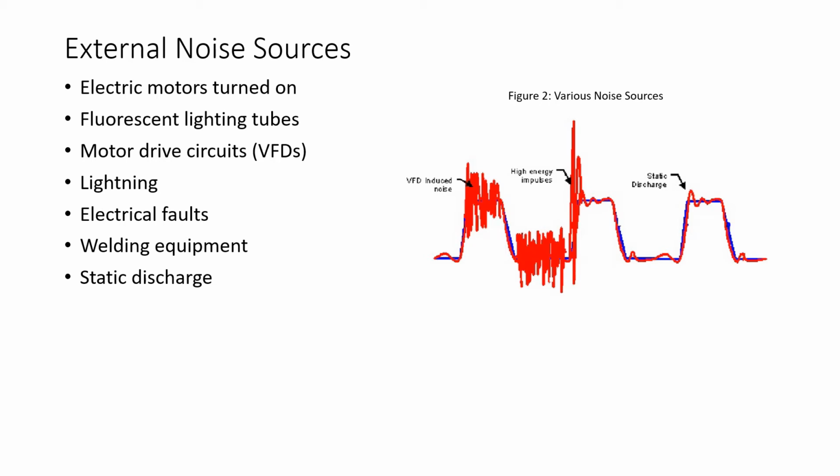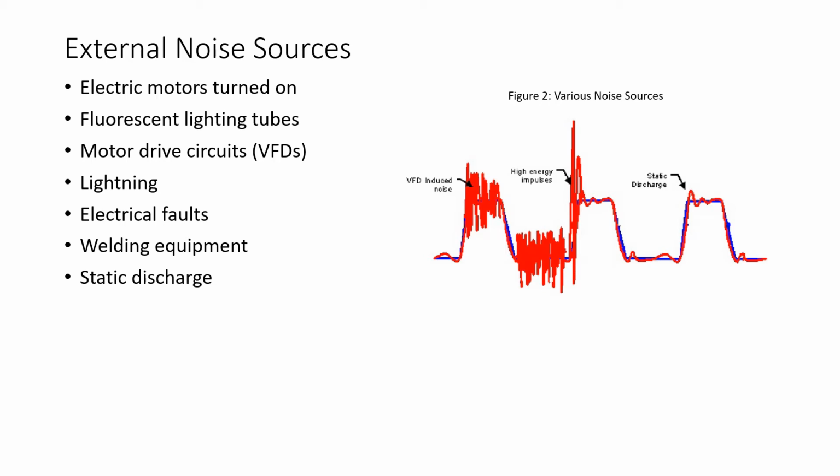We can also introduce noise into our circuits through motor drive circuits, and these are called variable frequency drives, and we see a VFD noise imparted on the signal in figure 2. We can also have noise introduced to our system from lightning and electrical faults, which will cause arcing between contacts or between points. This is like little mini lightnings, can introduce noise into our circuit. Welding equipment, and of course static discharge.